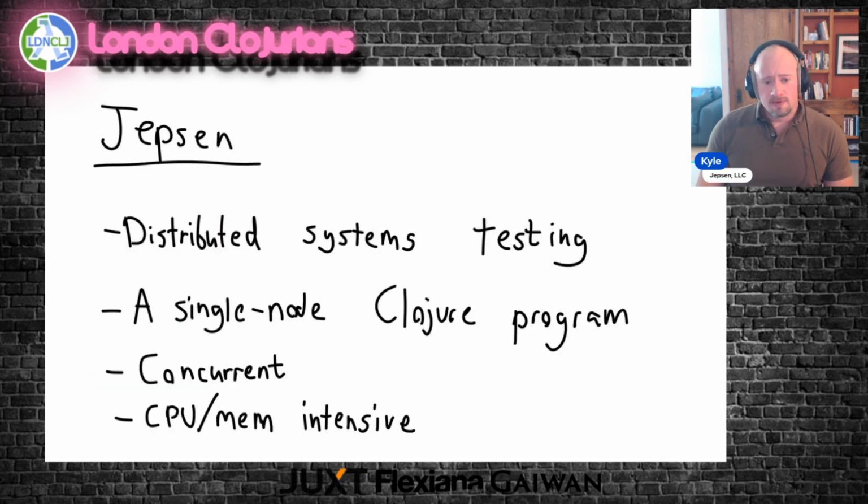This talk is about Jepsen, but I'm hoping that it will be generally applicable. In particular, Jepsen is a distributed systems testing framework, but it's actually really a single node Clojure program. It lives all on one machine, and it is reasonably concurrent, typically tens to thousands of threads. It also tends to be CPU and memory intensive, which means that I spend a lot of my life trying to make it faster because I have to sit there and wait for it to complete. And the more operations per second I can do, the more chances I have to find concurrency errors and bugs.